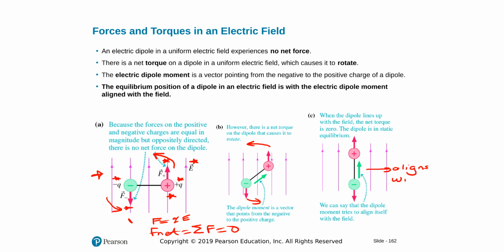As the dipole aligns with E, there will be no more rotation because the force is up and down still, but they can't cause rotation. There is no rotational effect. So what we say is total net force, or total force, is 0, but net torque or total torque is not 0 here.